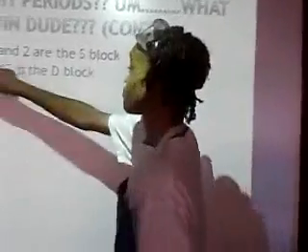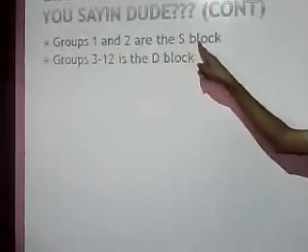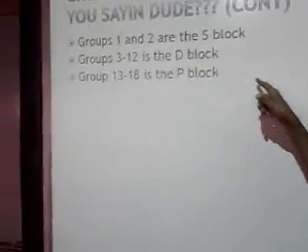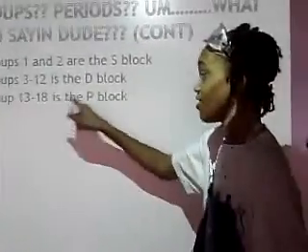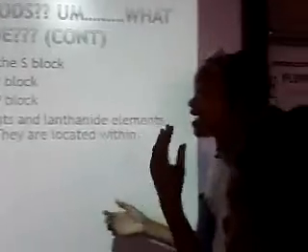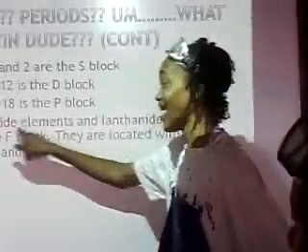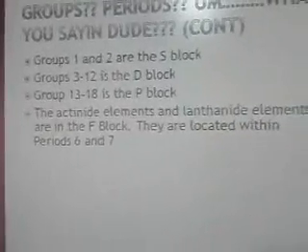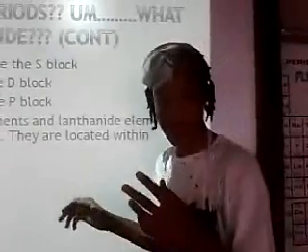Also, groups 1 and 2 are the S block. Groups 3 through 12 are the D block. And groups 13 through 18 are the P block. And last but not least, the actinide elements and the lanthanide elements are in the F block. They are located within periods 6 and 7.